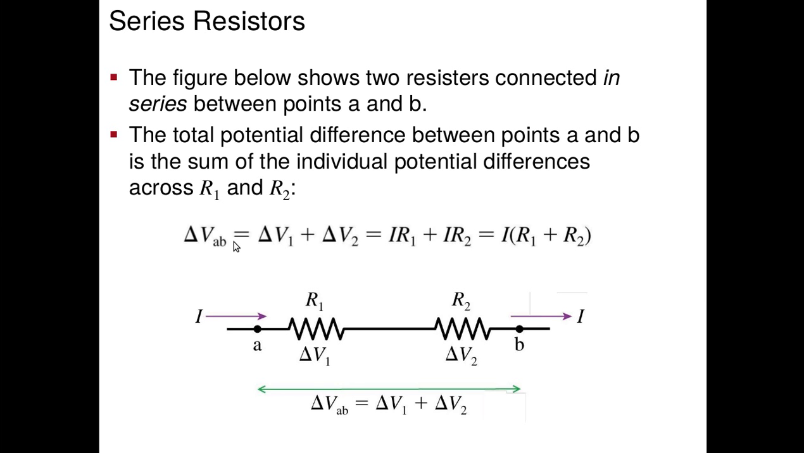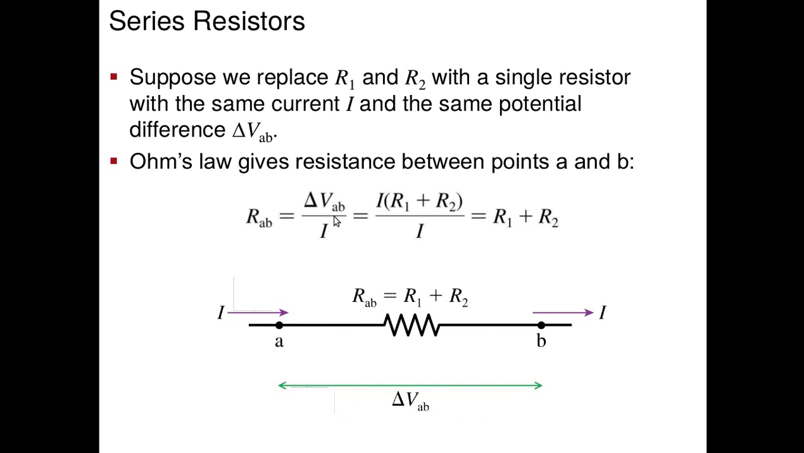So we're using the loop rule in conjunction with the fact that we know the current has to be the same everywhere. I'm writing delta V1 and delta V2 in terms of the current going through the resistor and the resistance, right? So this is V equals IR, V equals IR. But the current is the same, so we're factoring out that current. This R1 plus R2 is the equivalent resistance of both resistors. So we can simply add up the resistances and get the equivalent resistance. So that's our rule for series resistors.